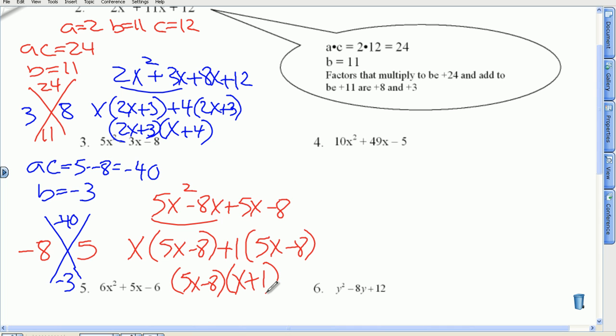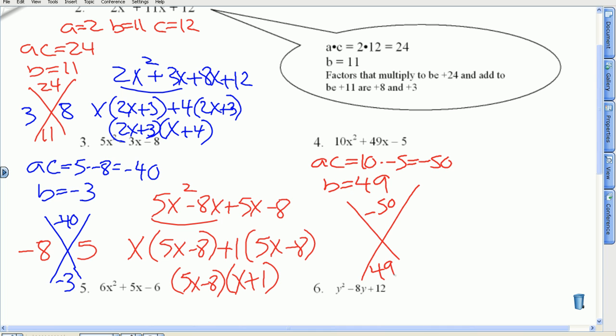For example 4, AC is going to be 10 times negative 5, which is negative 50. B is 49. So I get my little puzzle here, negative 50, 49 goes down there. Factors of negative 50 that add to be 49. Well, how about a positive 50 and a negative 1? That will multiply to negative 50 and add to be 49.